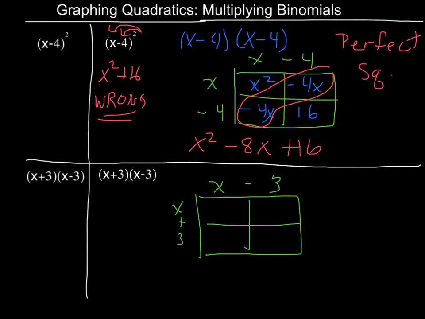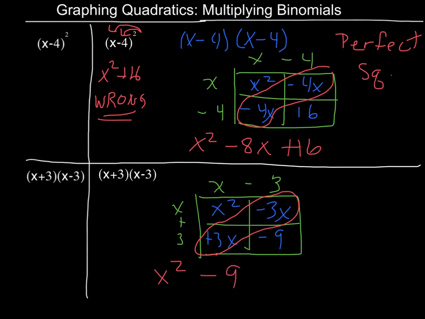And now I fill in the insides. X times x gives me x squared. X times negative 3 gives me negative 3x. X times 3 gives me positive 3x, excuse me. And then 3 times negative 3 gives me negative 9. And lastly, we're looking for like terms, and I see that I have them right here. And so the first term is x squared. And now positive 3x and negative 3x cancel each other out and give me 0, so I don't have a b term or a middle term, and then negative 9, like that.